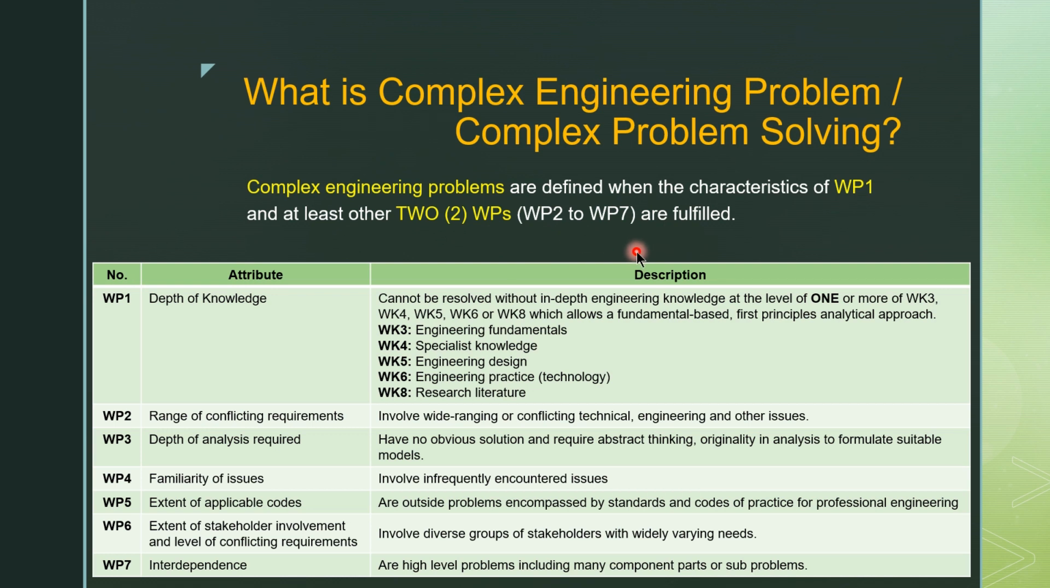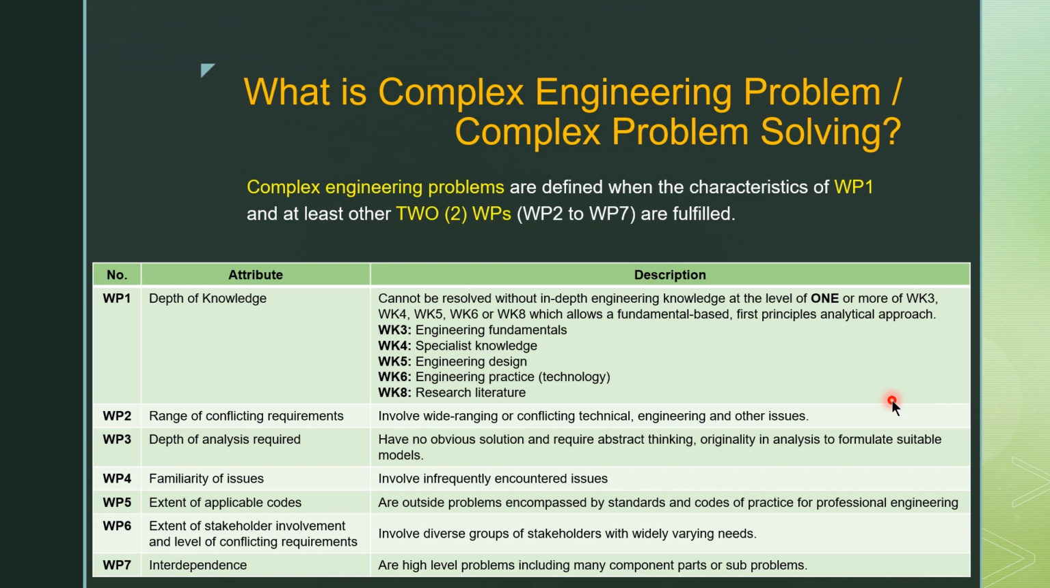Your problem is complex, for example, if the range of requirements involves wide-ranging or conflicting technical, engineering, and other issues. For example, there is a problem that needs you to increase the voltage, but because of this conflict, at the same time the frequency will increase. So what should we do to suppress the frequency? Maybe you need to add some equipment or components to limit the frequency to a certain level while increasing the voltage without limit. That is the meaning of wide-ranging or conflicting technical, engineering, and other issues.